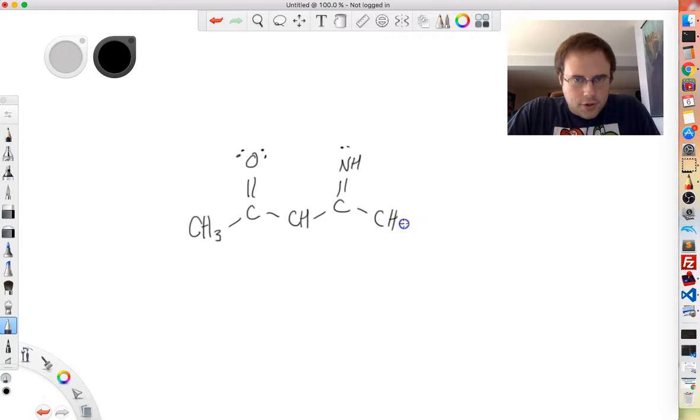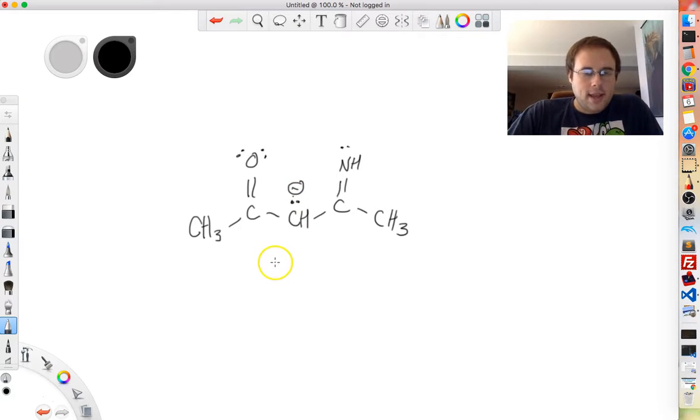So here's my structure, and this carbon contains an additional set of electrons, creating the negative charge that's present there. So what do we do with this? Well, this is one of the potential resonance structures.